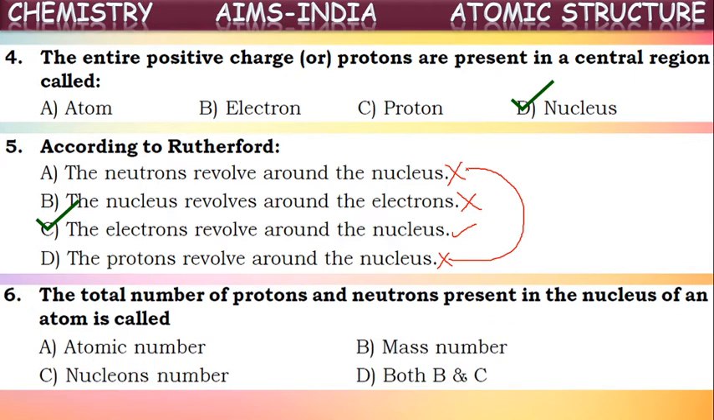The total number of protons and neutrons present in the nucleus of an atom is called what? The total number of protons and neutrons present in the nucleus are called nucleons. So the sum of these two numbers, the total number of protons plus total number of neutrons, is called nucleon number. It is also called mass number. Mass number or nucleon number. Here both are given, mass number is given, nucleon number is given. So the correct answer is both B and C.